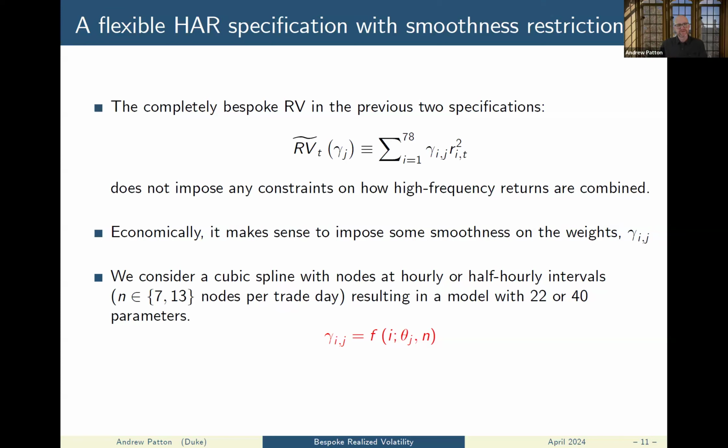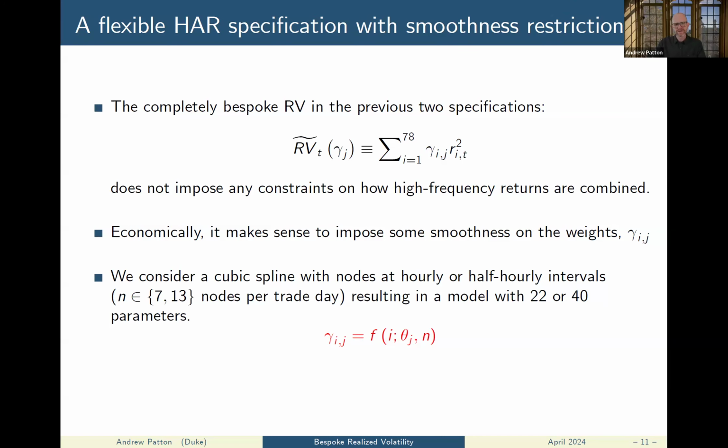We're going to do that using a simple cubic spline with nodes either at half-hour or hourly intervals. So this basically determines how wiggly the line can be. With half-hourly intervals, we have 13 per day. Hourly intervals, we have 7 nodes per day. And then we estimate the height of that function at each of those nodes and cubic interpolation between them. So this leads to a model with 22 or 40 parameters. So we're sort of coming down from 1600 to 230 or so to 40 to 22. And the baseline model, I should remind you, is just 4 parameters.